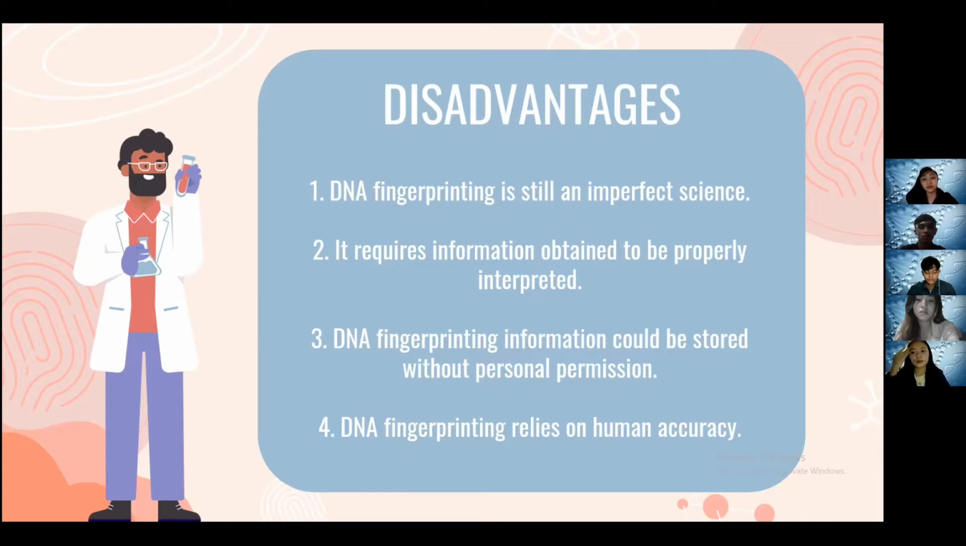4. DNA fingerprinting relies on human accuracy. DNA fingerprinting may provide another layer of evidence for enforcement officials when building a case. It also relies on human judgment to create results that are available for interpretation. If an error occurs during the processing technique, then the results from DNA fingerprinting may not be accurate.